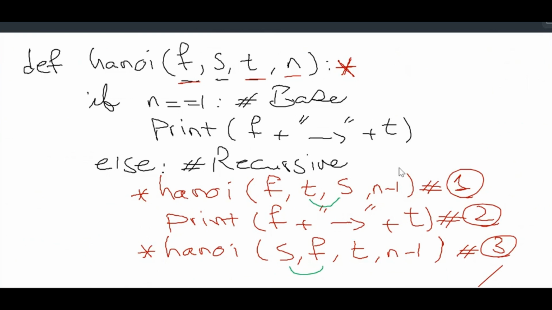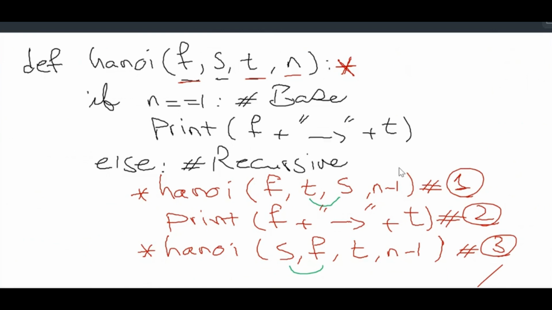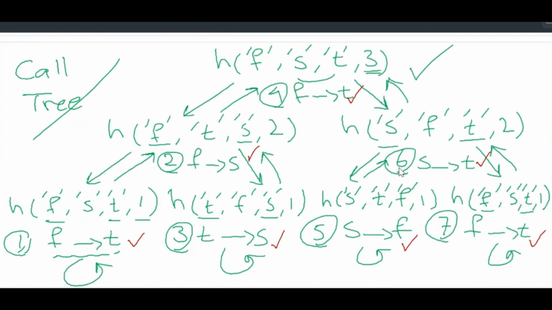Exercise number 2. The same way I did the call tree for 3, this is even more important. Draw the call tree for n as 4. Just make sure you understand what's happening. For n as 4, that would be 2 to the power of 4 minus 1. It's 15 steps. It's not going to be hard. But draw the call tree because drawing this call tree is what you need to understand recursion correctly. So make sure you do that one.